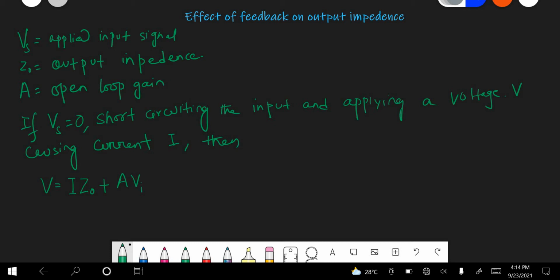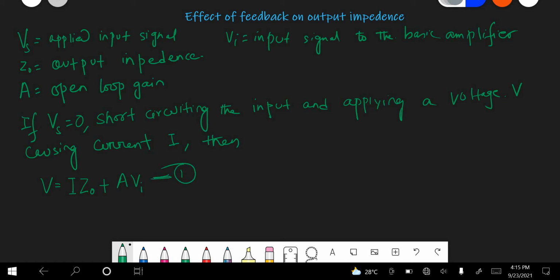Here Vi is the applied input signal to the basic amplifier. Okay, this is equation 1.